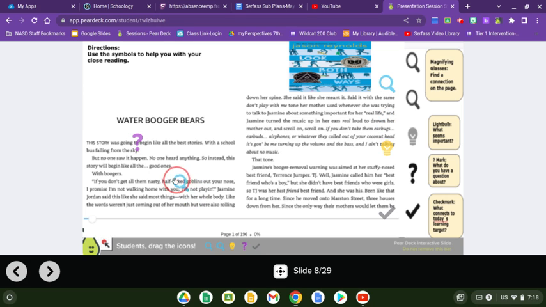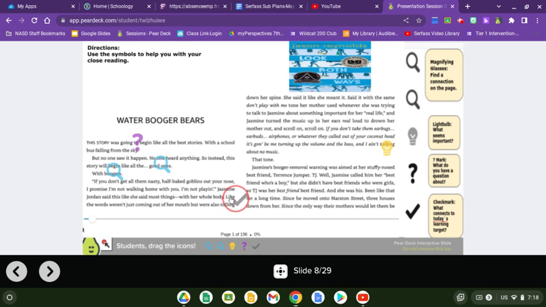"I've got to say that I don't think good stories begin with boogers, and that's just gross. If you don't get them all nasty, half-baked goblins out of your nose, I promise I'm not walking home with you. I'm not playing." Jasmine Jordan says this, like she said most things, with her whole body.